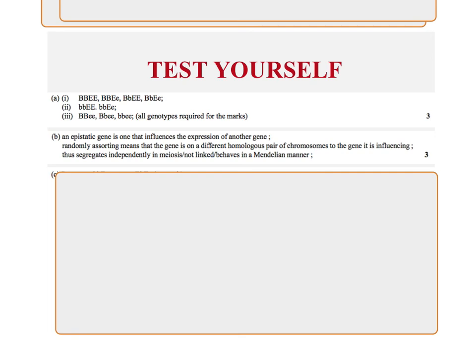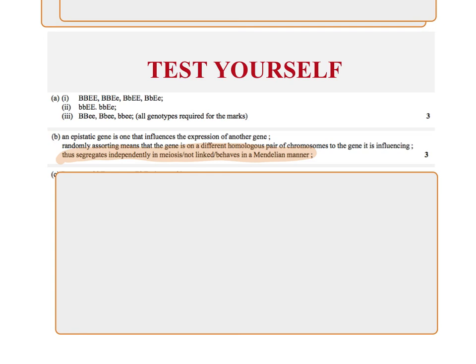If you weren't too sure about what randomly assorting means in terms of the inheritance, maybe pause and make a little note of that important bullet point down there, that it behaves in a non-Mendelian manner, or that it tells you that the genes are not linked.